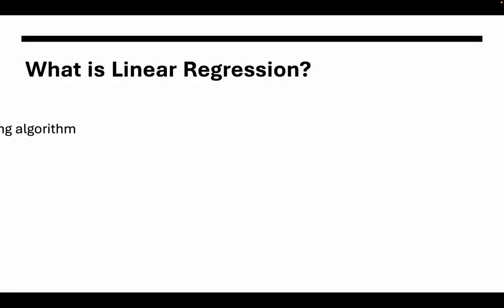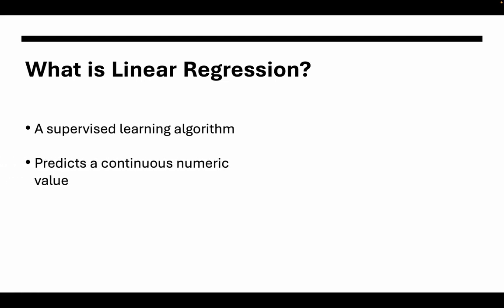Linear regression is a supervised machine learning algorithm. Supervised means the model learns from labeled data. We give it both the inputs and the correct outputs during training. The goal is to find a linear relationship between those inputs and outputs, often represented by a straight line.